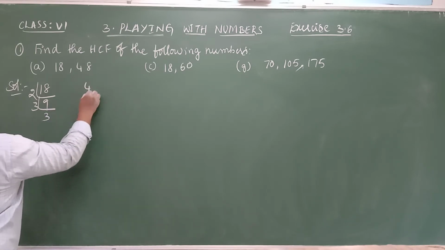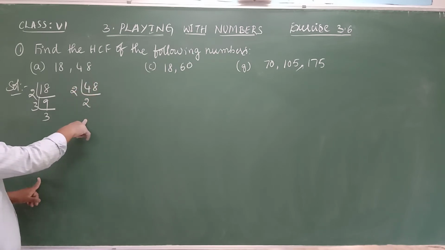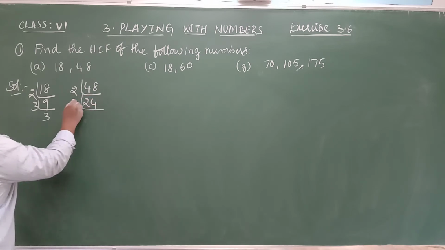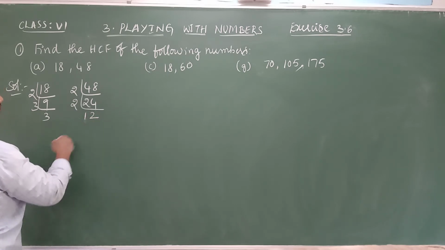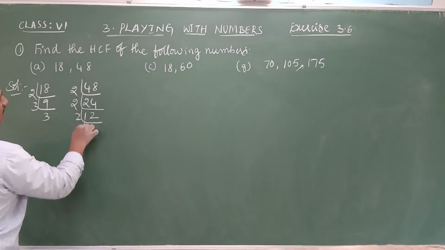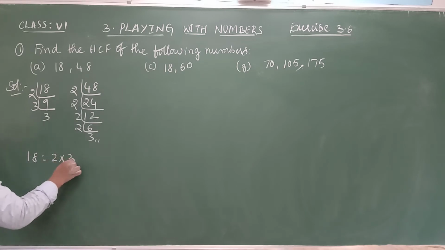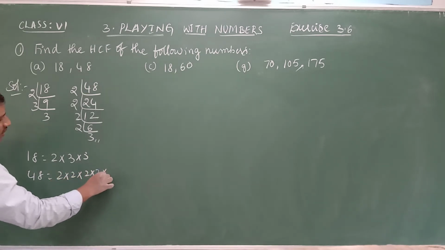Next it is 48. So write the prime factors for 48. 2 twos are 4, 4 minus 4 is 0, bring 8, 2 fours are 8, 8 minus 8 is 0, then with 2, 2 ones are 2, 2 minus 2 is 0, 2 twos are 4, then with 2, 2 sixes are 12, then with 2, 2 threes are 6. So again we got 3 as the last number, which is a prime number. Now write 18 as 2 into 3 into 3. So 48 is 2 into 2 into 2 into 2 into 3.